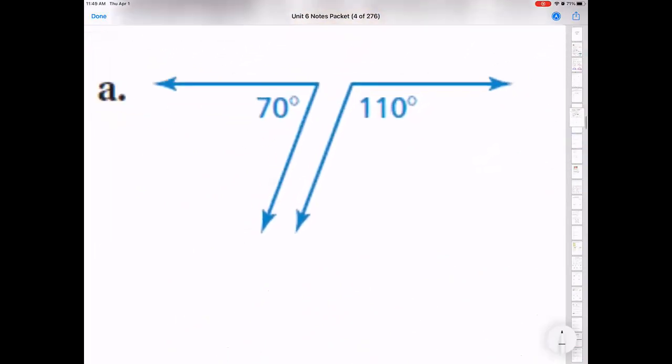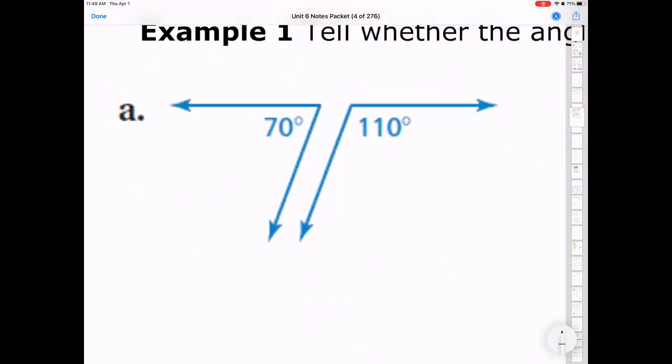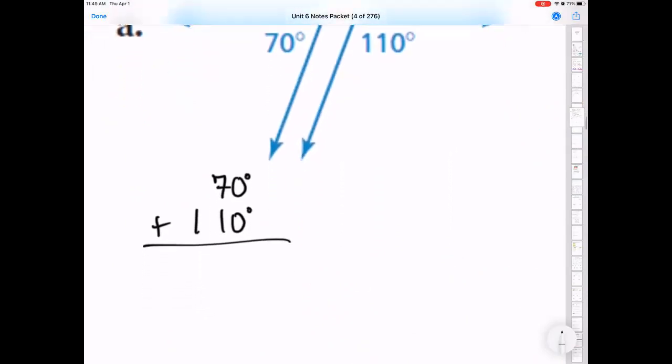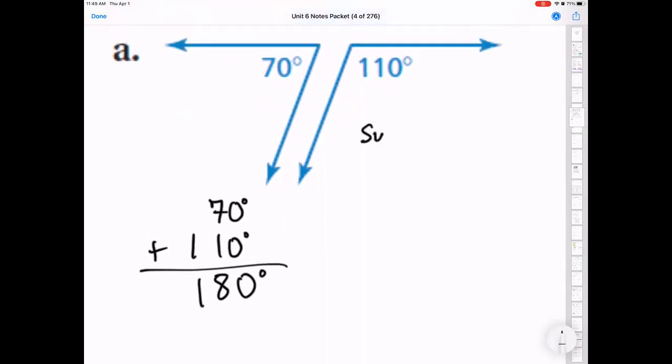So as we look at A, we have 70 degrees and 110. Well, if I take 70 degrees and I add on 110 degrees, I get a grand total of 0, 8, 1, so 180 degrees. Now, because it's 180 degrees, it is supplementary. Okay, so that would be our answer.